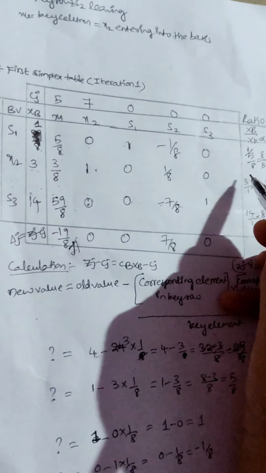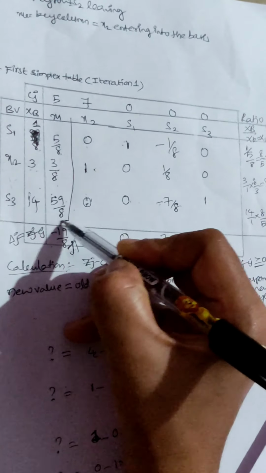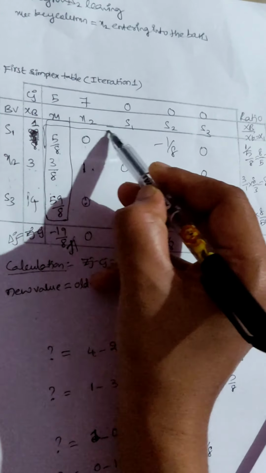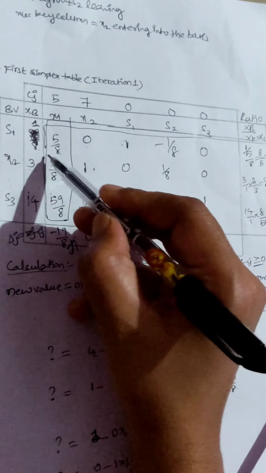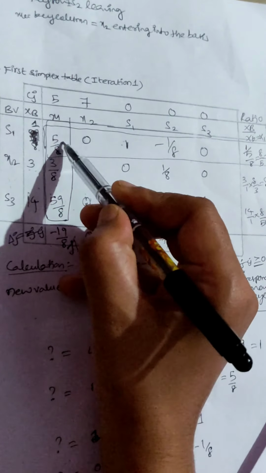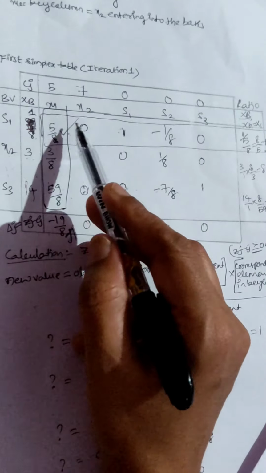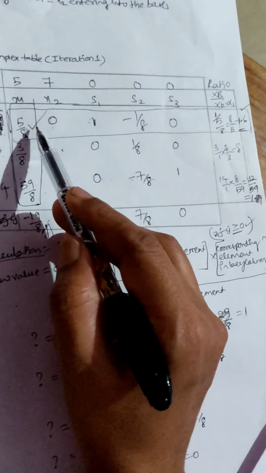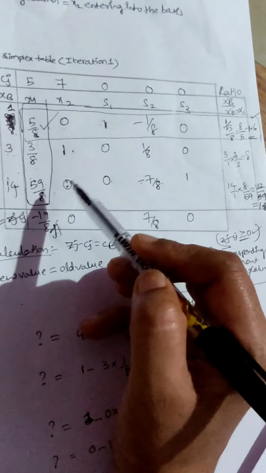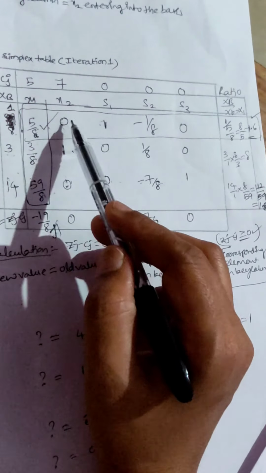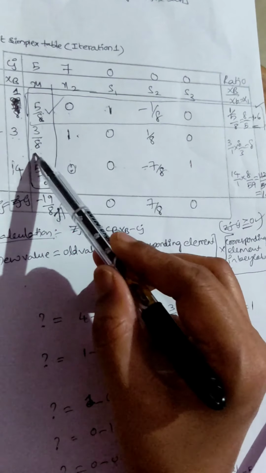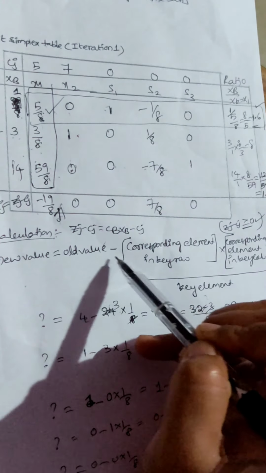This is the key column, and this is the key row. Five by 8 is the key element. Now convert this key element into 1 and all other elements in this column equal to 0 in the next, second iteration table that we have to see. The remaining elements will be converted into 0 by using the same formula.